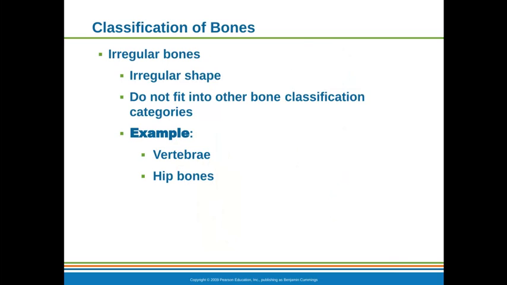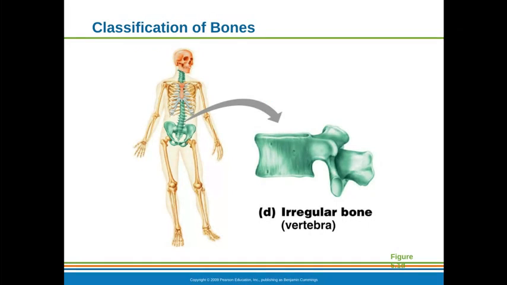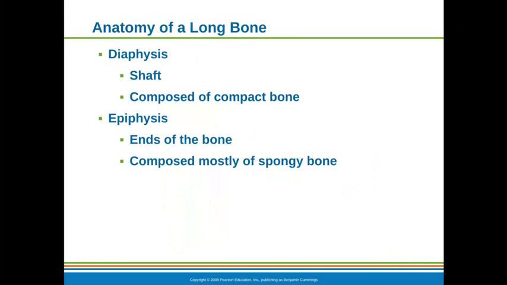Okay, we have irregular bones. These are bones that do not fit into other bone classifications, things like the vertebrae that form the spine, and also the hip bones, which are properly referred to as the coxal bones. So we see it doesn't really match anything. It has this kind of cuboid shape right here, but then has this projection, the spinous projection back here, that allows for articulation and also protection of the spinal cord and attachment of the ribs.